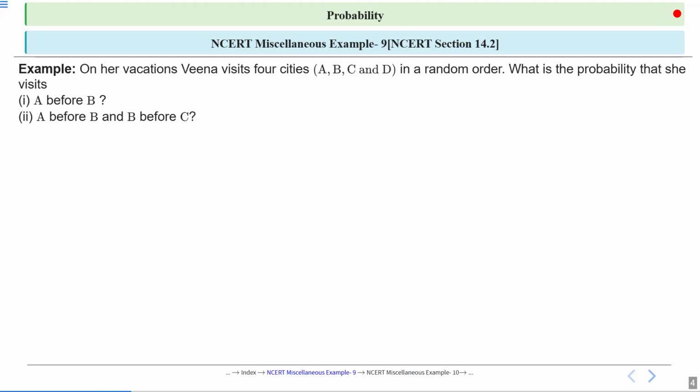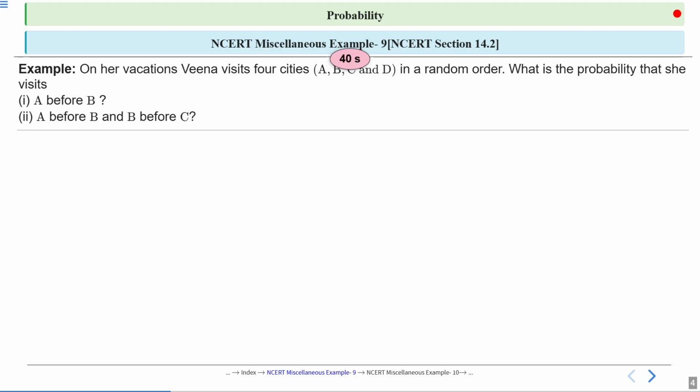So look at the first question here, example number 9. In this example, we are given that on her vacation, Veena visits 4 cities A, B, C, and D in a random order. Then we are asked, what is the probability that Veena visits A before B? And second, what is the probability that Veena visits A before B and B before C?